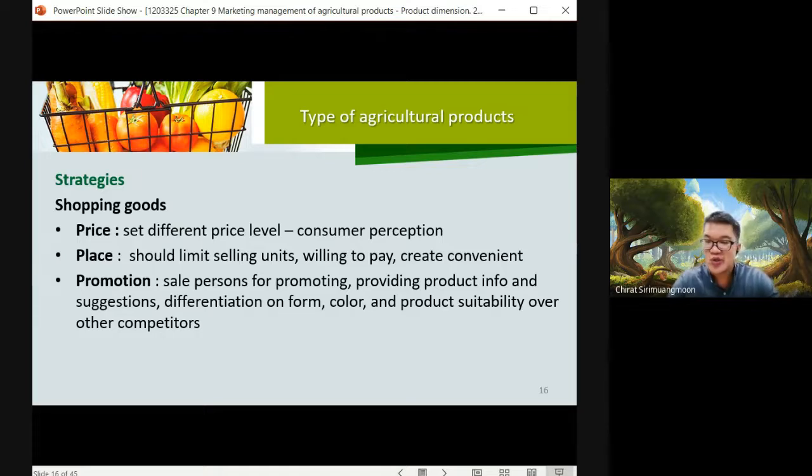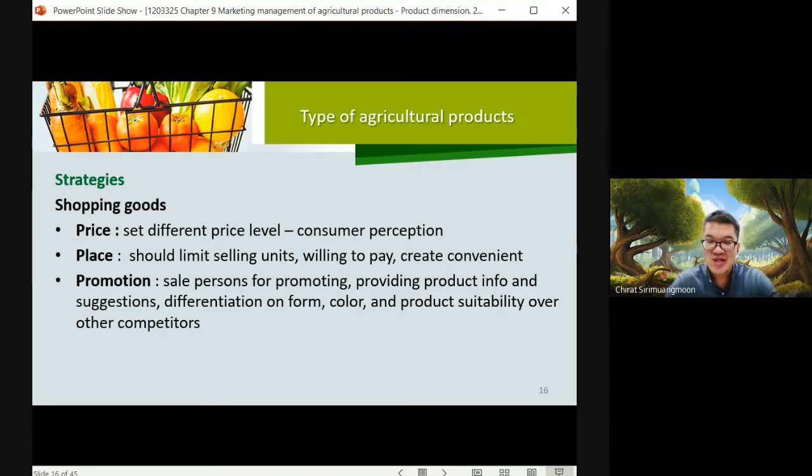Place: you should limit the selling place, the selling area, because you need to make them have more value. So the consumer needs to pay some attention to create the feeling that this is important. But keep in mind, it still needs to have the convenience as well.